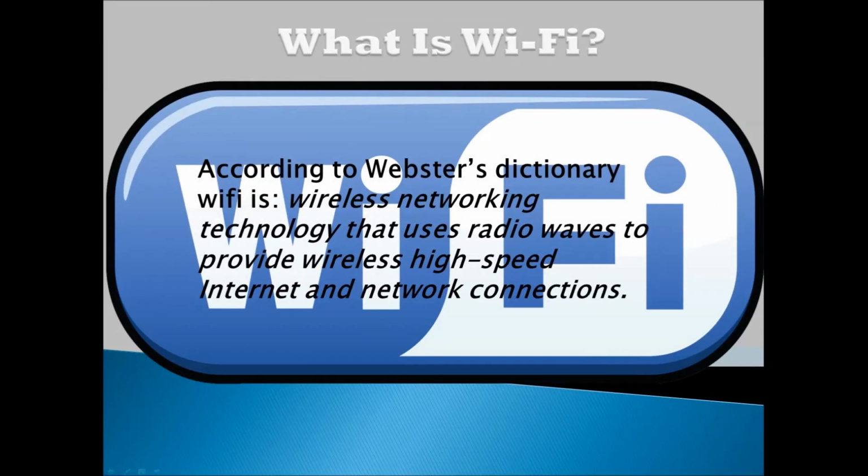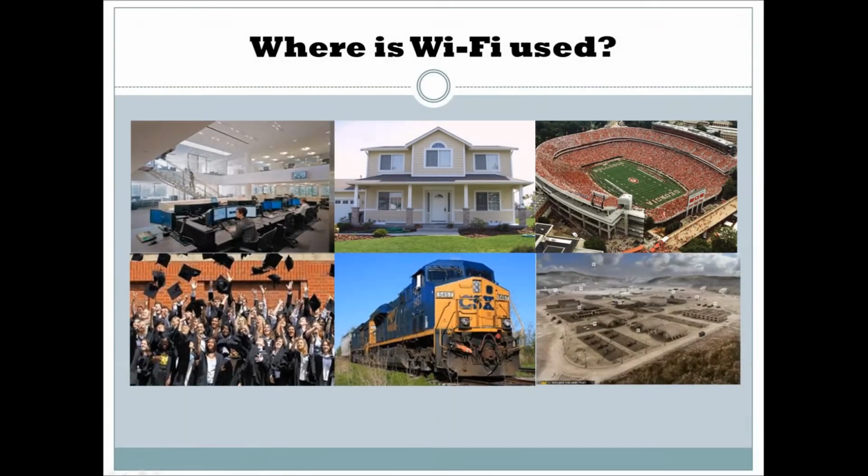According to Webster's Dictionary, Wi-Fi is wireless networking technology that uses radio waves to provide wireless high-speed internet and network connections. There is, however, much more to Wi-Fi than just shooting out radio waves all over the place. Where is Wi-Fi used? Wi-Fi is used everywhere. Of course, you know about the network in your home.